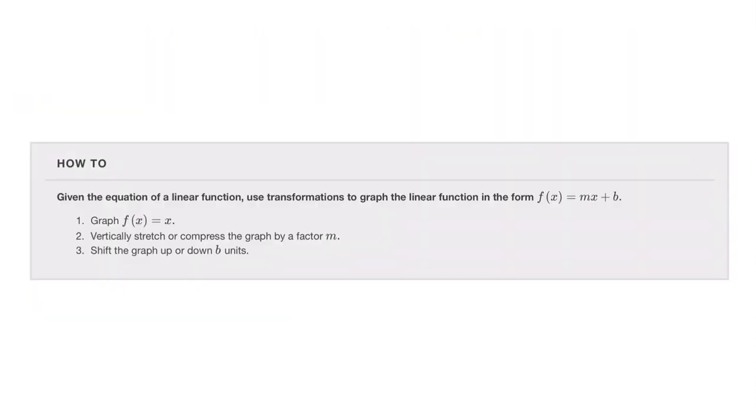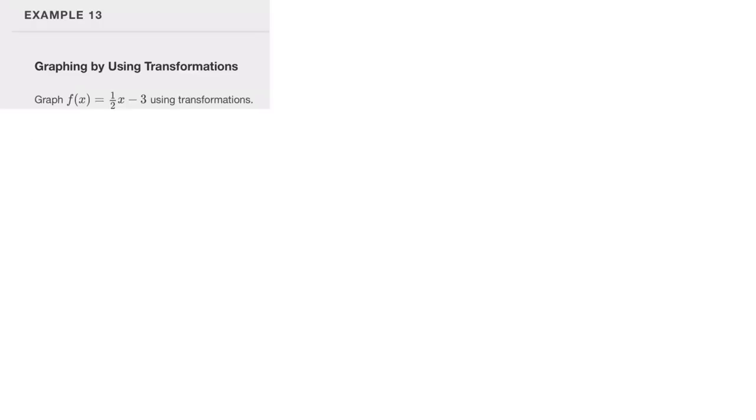So given the equation of a linear function, use transformations to graph a linear function in the form y equals mx plus b. First we graph the identity function, then we stretch it vertically or compress it by the factor m, and then shift it up or down b units. Okay, let's see it in action. So graph this using transformations. Okay, I'll do a rough sketch.